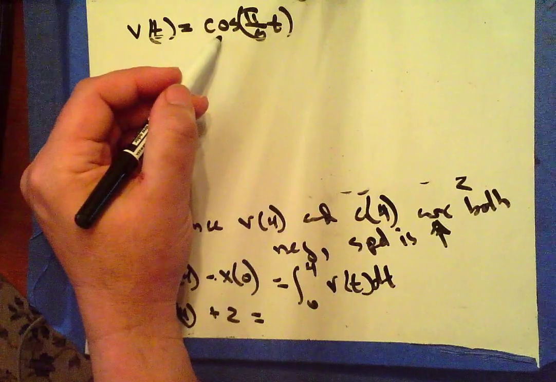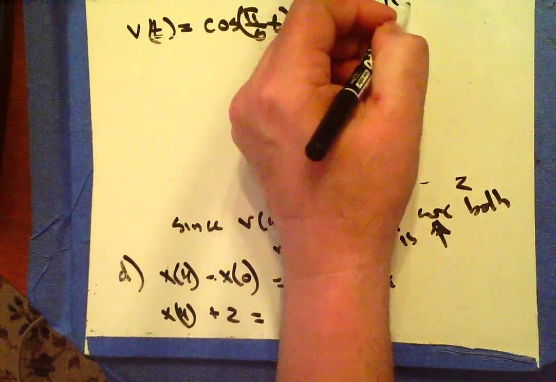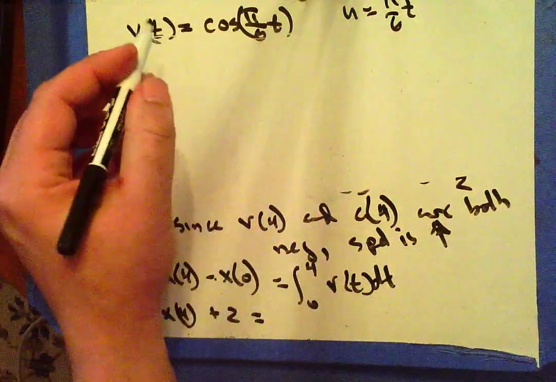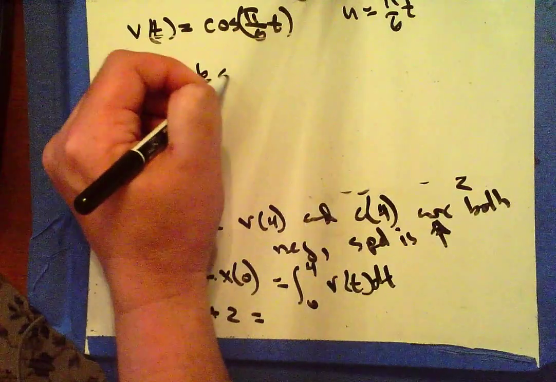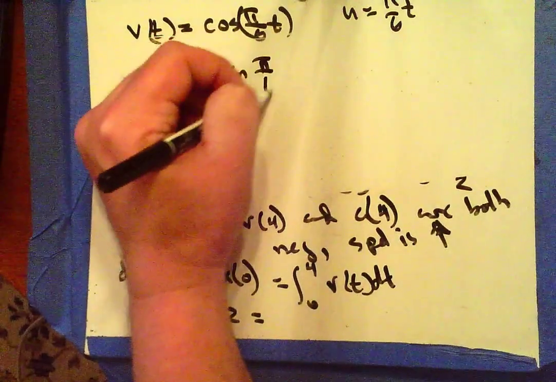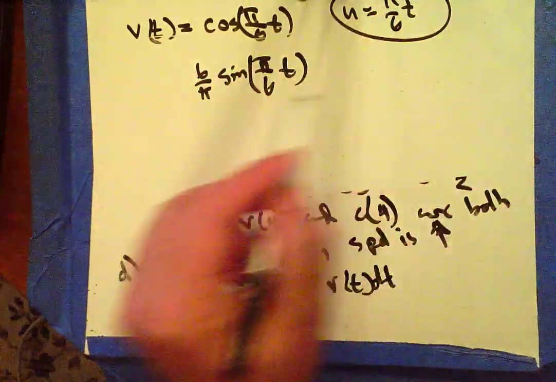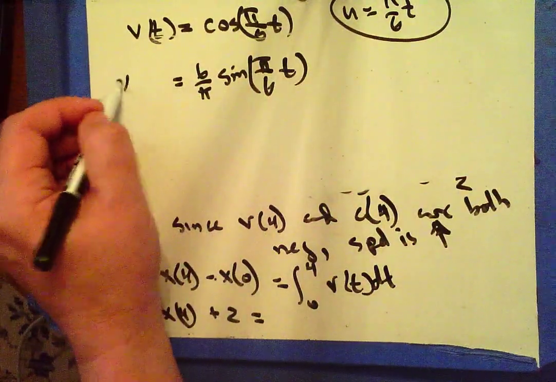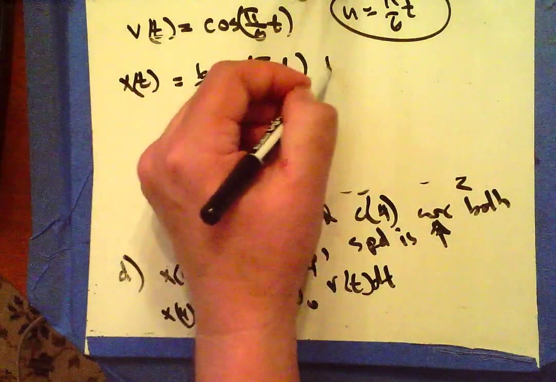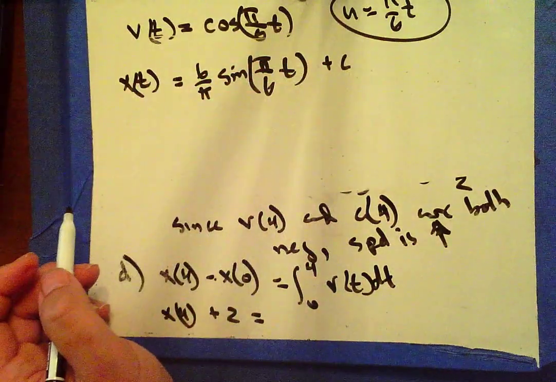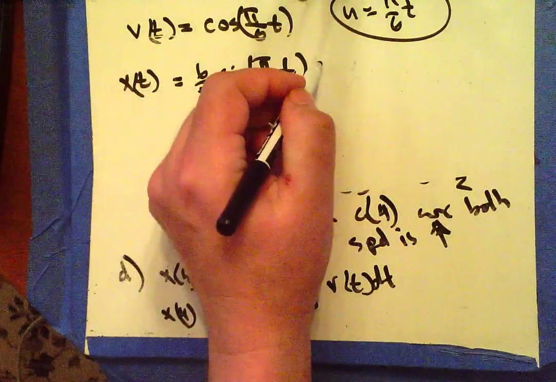So the antiderivative, and you can do this as a u sub where you have pi over 6t for your u. So you should end up with 6 over pi sine pi over 6t. If you don't see how I got that, do the u sub. You'll be happy you did. So here's x of t plus a constant. Do I need the constant? Oh, I'm evaluating x of t.